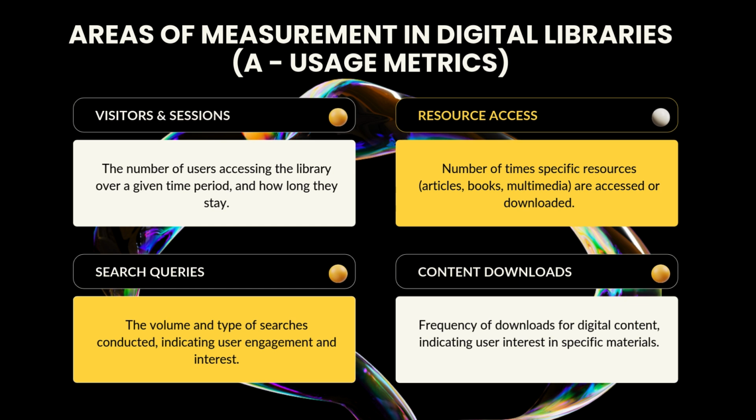The final metric is content downloads. This tracks how often users download digital content such as PDFs, datasets, or videos. For example, a high number of downloads for exam-related materials usually increases close to assessment periods, showing how the digital library supports students' academic needs. Overall, these usage metrics provide measurable evidence of user behavior, but on their own, they only tell us what is happening. To understand why it is happening and whether improvements are needed, these measurements must later be evaluated.